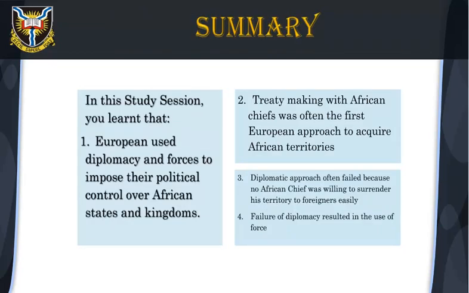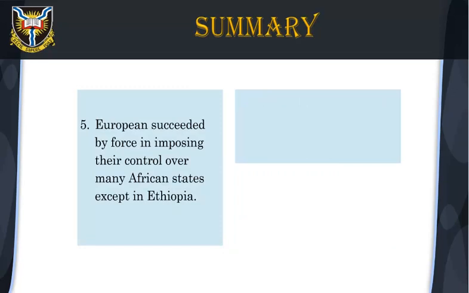Summary. In this study session, you learned that: 1. Europeans used diplomacy and force to impose their political control over African states and kingdoms. 2. Treaty making with African chiefs was often the first European approach to acquire African territories. 3. The diplomatic approach often failed because no African chief was willing to surrender his territory to foreigners easily. 4. Failure of diplomacy resulted in the use of force. 5. Europeans succeeded by force in imposing their control over many African states, except in Ethiopia.